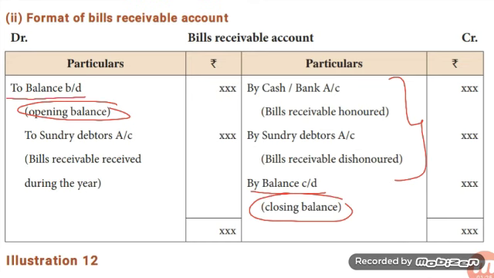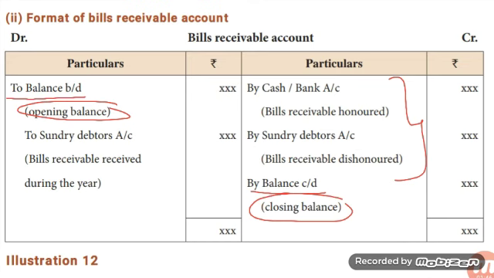Then enter all items which decrease bills receivable. The items which decrease bills receivable are cash received on bills receivable, amount received through bank on bills receivable, and bills receivable dishonored. Children, let me explain the format once more.